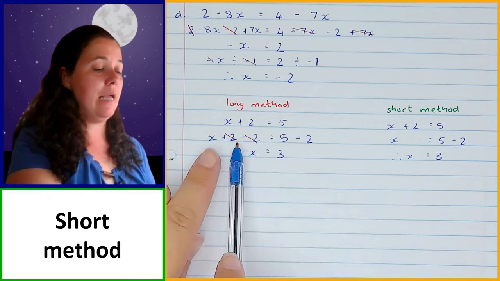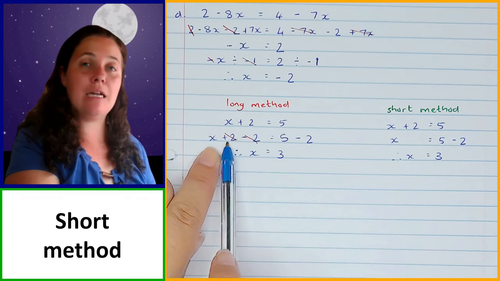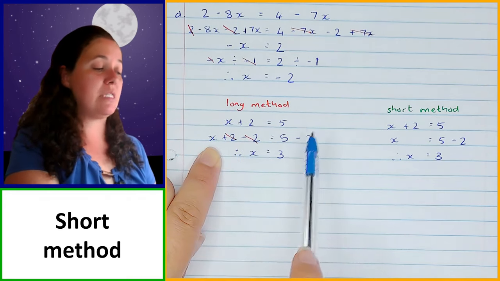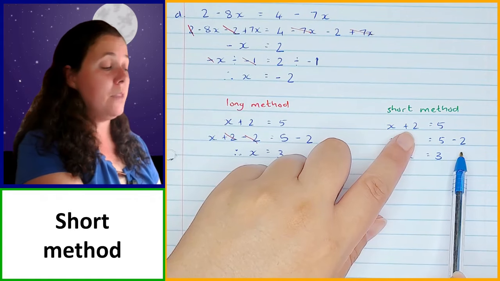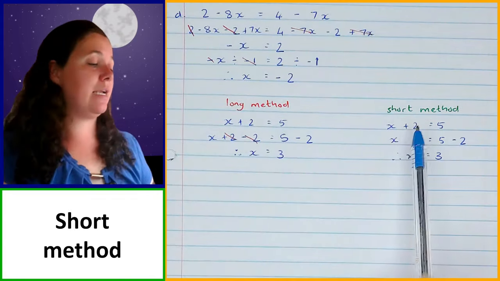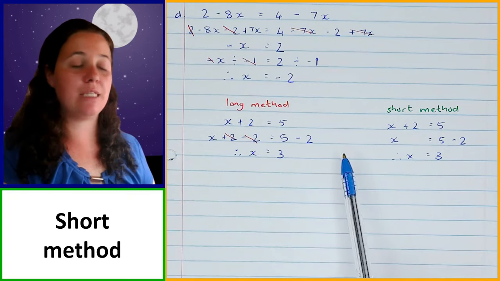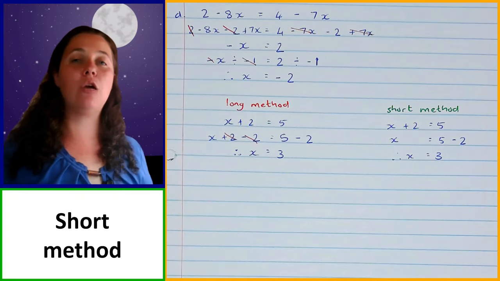What's actually happening is that we are cancelling it out on this side, and then we're doing the same thing on that side, and that's how we end up with this. But it does look like it is moving across and changing sign. Okay, so that's language that we often use.